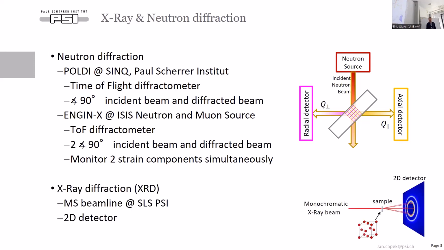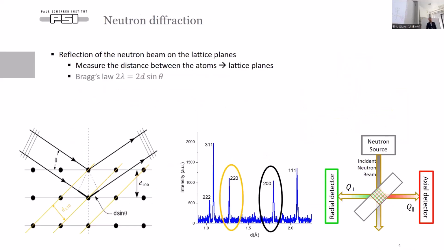As I said, we also did synchrotron X-ray diffraction, which was also at the Paul Scherrer Institute, at the MS beamline. For this, we use the 2D Pilatus detector, so again, we can get complex information about the sample.